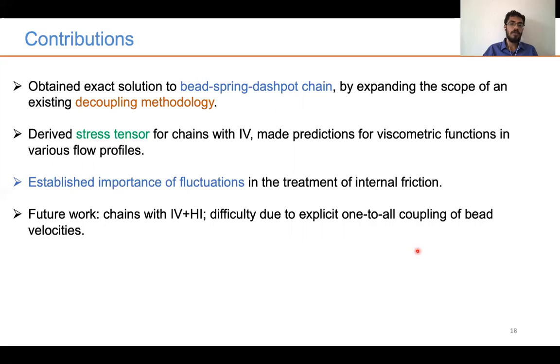So in conclusion, we have solved exactly the bead spring dashpot chain model by expanding the scope of an existing decoupling methodology. We have also derived a stress tensor for chains with internal viscosity and therefore have been able to obtain material function predictions in simple and oscillatory shear flow. We have also established the importance of fluctuations in the treatment of internal friction. While it is known that hydrodynamic interactions significantly affect the dynamics of polymer chains, we are therefore interested in observing the effects of internal friction and hydrodynamic interactions in the chain model.